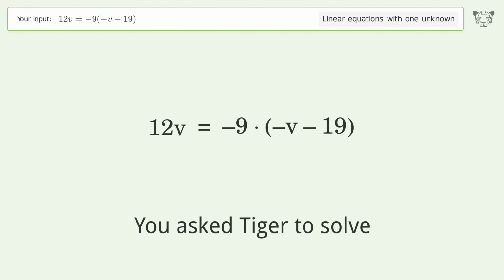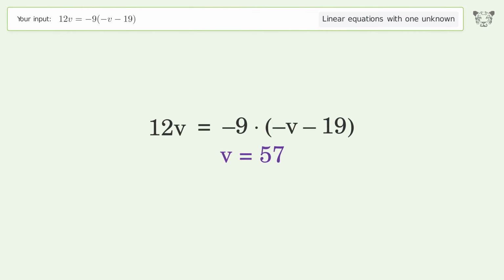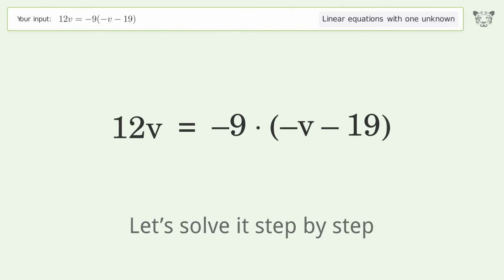You ask Tiger to solve. This deals with linear equations with one unknown. The final result is v equals 57. Let's solve it step by step.